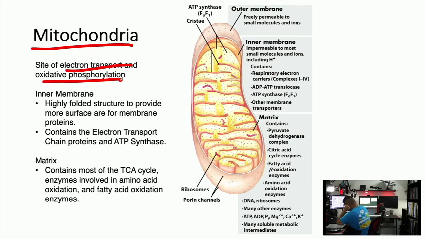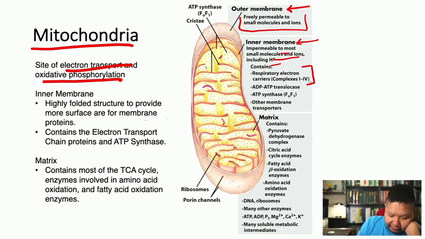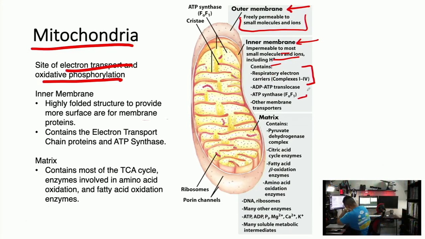On the outside of the mitochondria, we have the outer membrane, and it is freely permeable to small molecules and ions. Then on the inside, we have the inner membrane. It's impermeable to most small molecules and ions, including protons. And in the inner membrane is where the 4 complexes of the electron transport chain are located. ATP synthase and ATP-ADP translocase are also there, and other membrane transporters too.